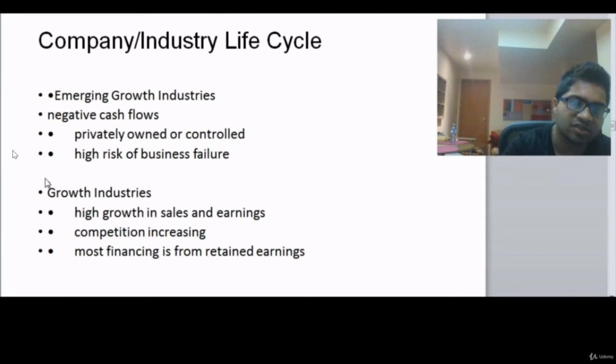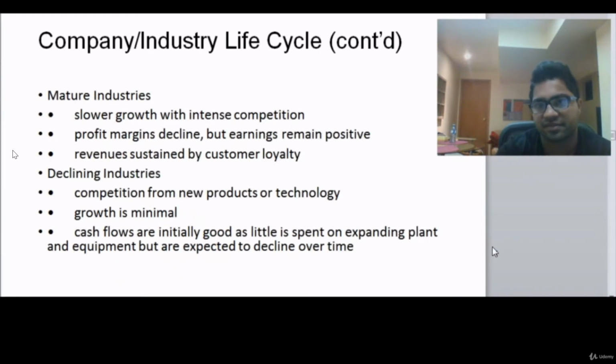Growth industries, there is good commercialization of products. There is high growth in sales and earnings for the companies. Competition increases because the growths are good. Most financing is from retained earnings. Mature industries are characterized by slower growth and intense competition. Profit margin generally declines, so they are like milking cows. So you have good cash flows and good profits. So profit margin is generally declining, but the earnings remain positive, and revenues are sustained by customer loyalty.